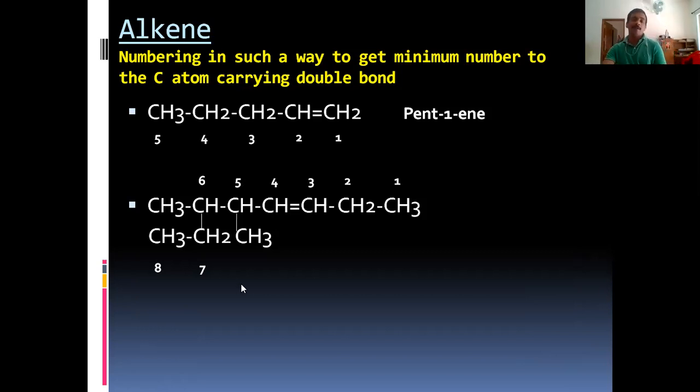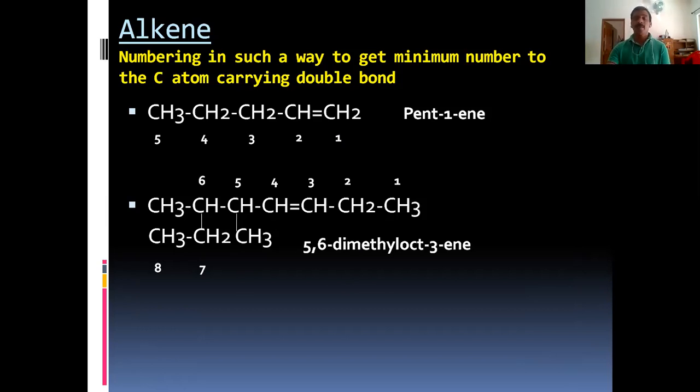5th carbon atom, a methyl group. 6th carbon atom also a methyl group. But you cannot start numbering from this side. Why? Here the double bond will get preference over the alkyl substituents. So what is the name? 5,6-dimethyl oct-3-ene.